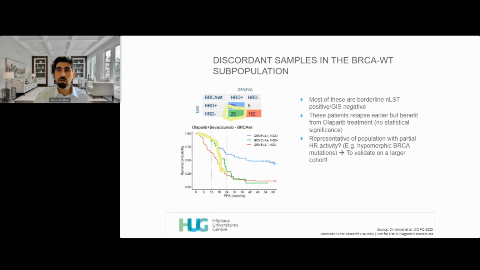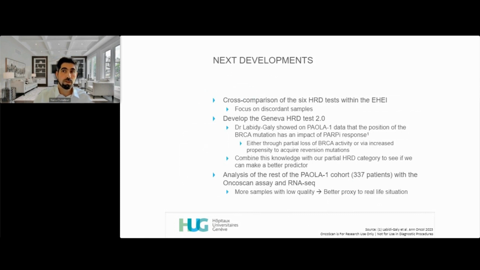So this is really a subpopulation that is quite interesting. Unfortunately, we don't have that many samples to actually make anything statistically significant, but that's something we're really willing to investigate a bit further. So that brings me to the next development. Within the ENGOT initiative, we have the result from the 6 different tests, the 6 different labs, and there's going to be an analysis to focus on discordant samples to see what are the differences between them, which could lead to an improved test in the end.